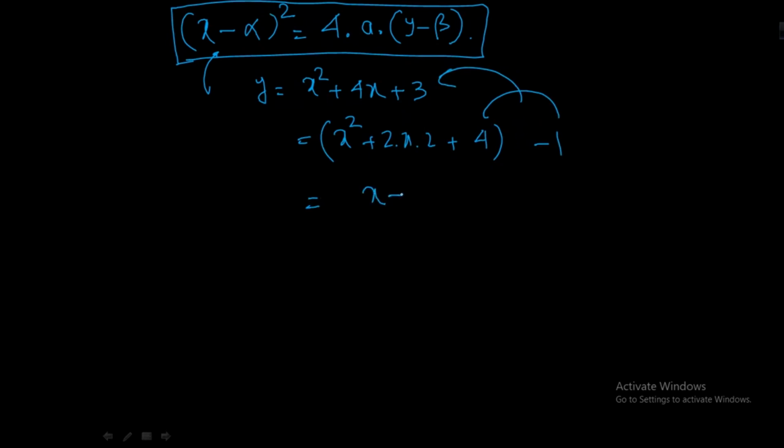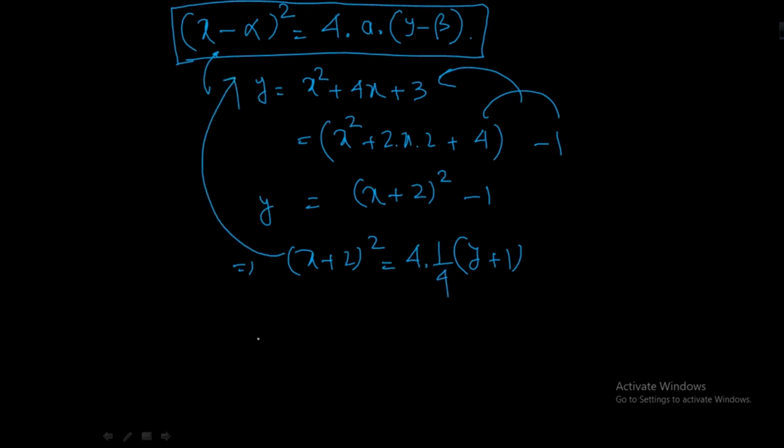Why did I write this? Because I can convert this equation into this form. That is x plus 2 whole square is equal to y plus 1. Now where is 4a? 4a can be written like this. So this is in this form. X minus alpha whole square is equal to 4a into y minus beta. If you can convert the given equation into this form, then alpha comma beta will be the vertex.